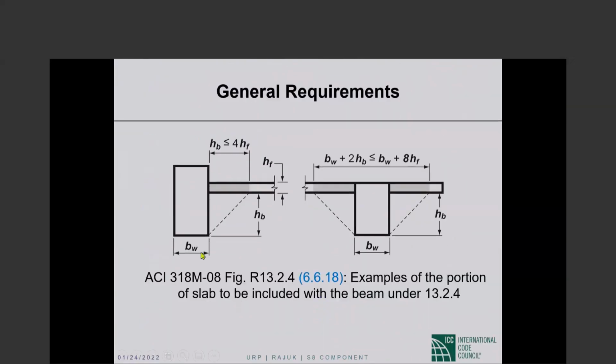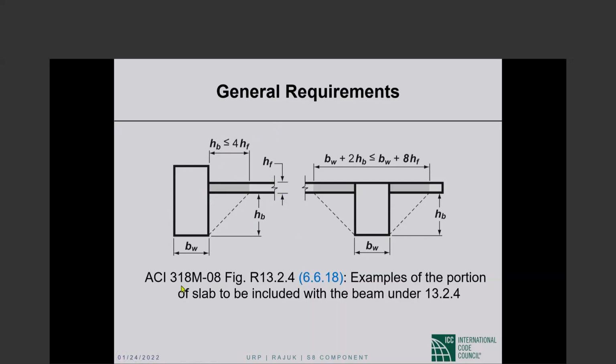Let me go to the picture. So when we talk about a beam, it is the physical beam, but also a portion of the slab. How much of the slab? Whatever part of the beam is sticking below. So H sub B, width of the slab, is taken as part of the beam, but H sub B shall not be taken any more than 4 times the thickness of the slab. This we saw before when we were discussing the beam to slab stiffness ratio.